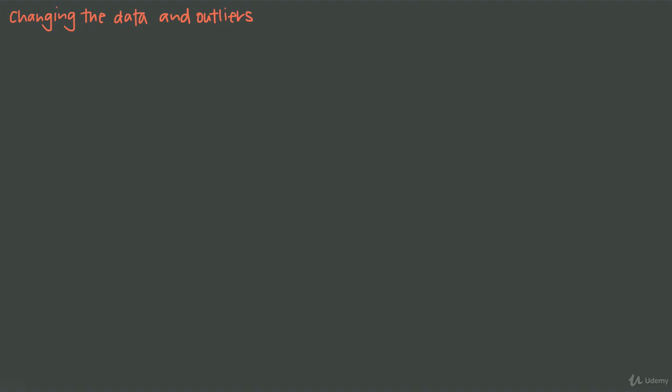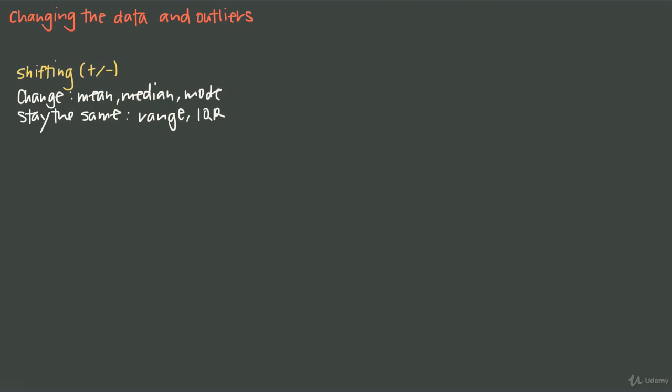Now, there are two ways that we can make modifications to our data set. One is called shifting, the other one is called scaling, and I want to start by talking about shifting. Shifting is what happens when we either add a value or subtract a value from every point in our data set. So, for example, let's say we have the data set 3, 3, 7, 9, and 13.